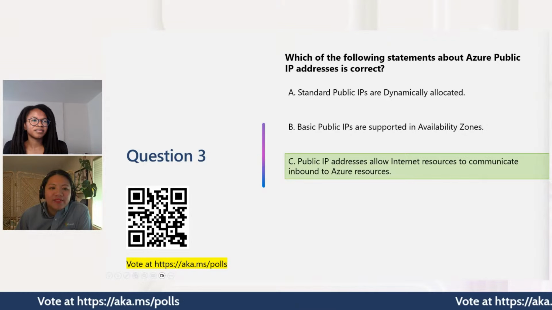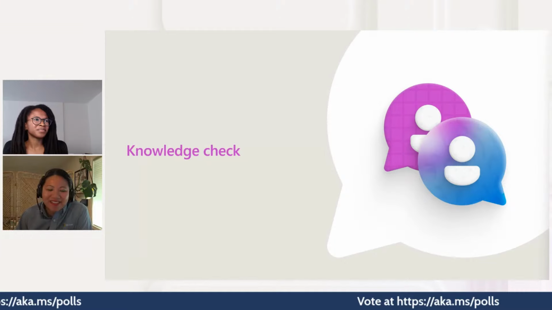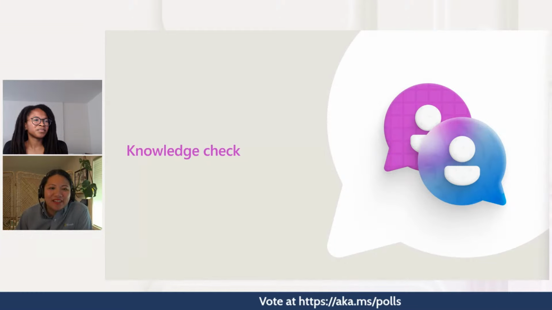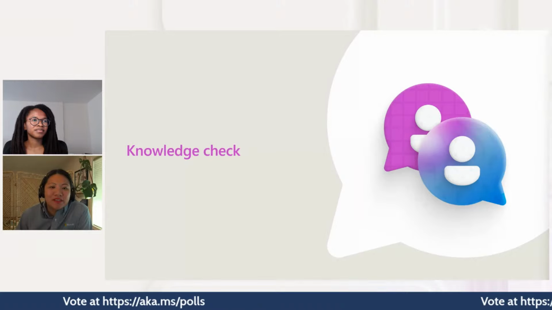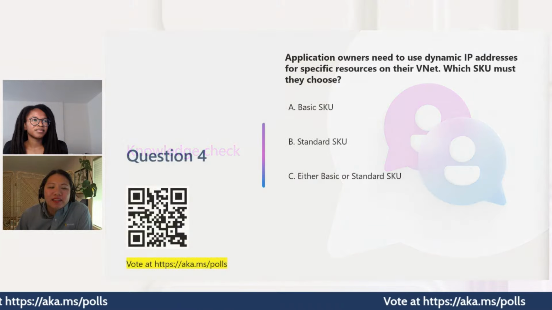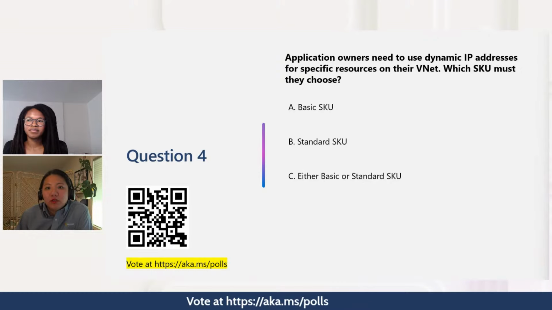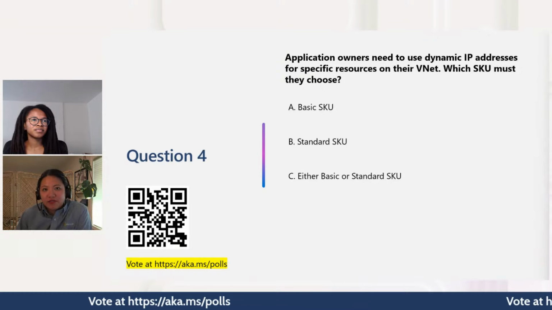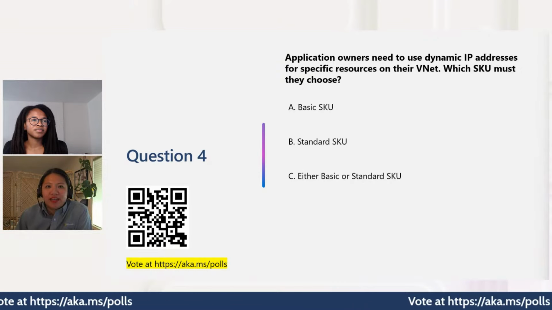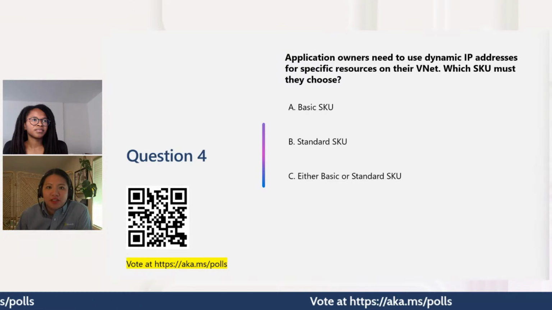I think we have another knowledge check coming up. So make sure you have your mobile device or your browser ready. I'm going to move over to the question now. So the question is, application owners need to use dynamic IP addresses for specific resources on their VNet. Which SKU must they choose?